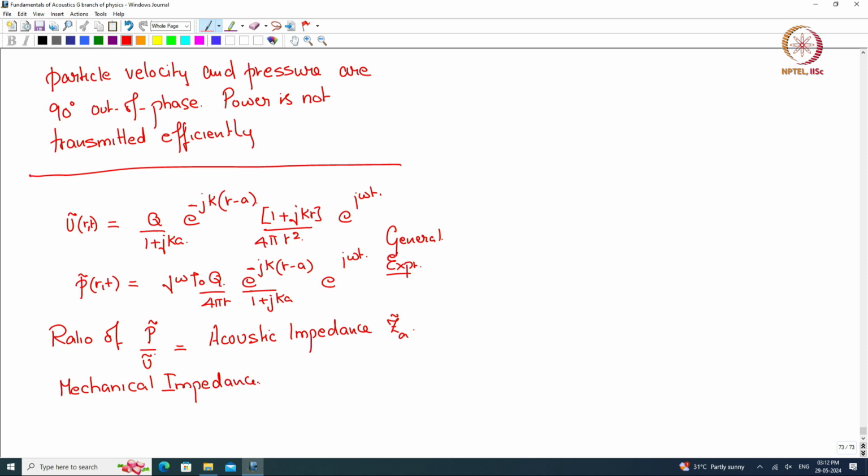Now from this acoustic impedance, we are going to find the implications of being in the far field versus being in the near field.